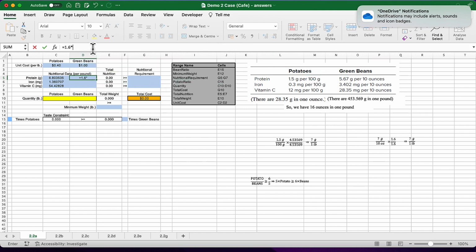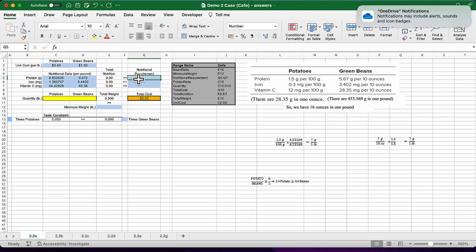All right, so let me just multiply by 5.67, and then the next thing is 3.40 multiplied by 1.6, and the last item would be 28.35 times 1.6. All right, so we're almost done. In this case, then, we have completely filled up the nutritional benefit generated as a result of £1 for each commodity.